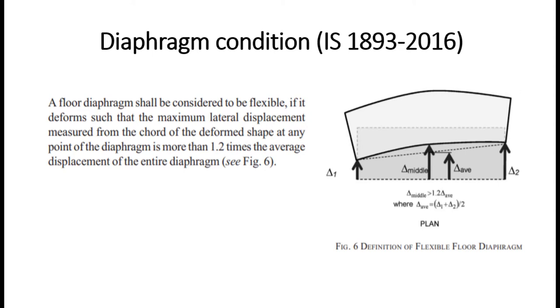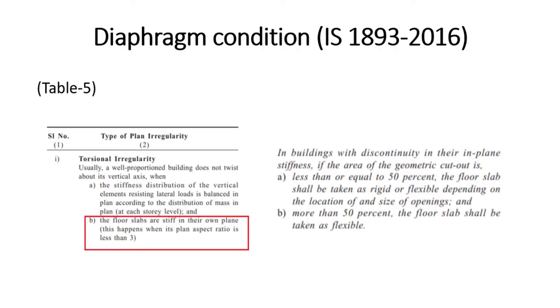The Indian code, as we have discussed for the ASCE code, also has similar rules. There is also a ratio, the calculation of the maximum chord displacement to the average displacement. If it is greater than 1.2, then it is considered flexible. So the Indian code doesn't provide any explicit definition of the rigid diaphragm. If it doesn't fall under the flexible diaphragm definition, then conversely it comes under the rigid diaphragm category.